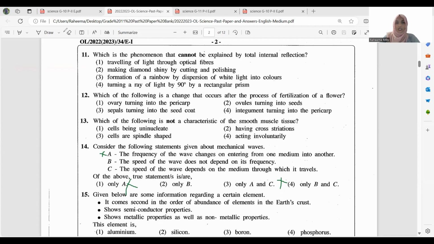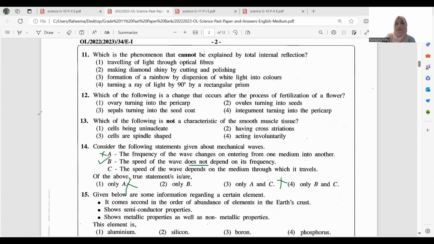The speed of the wave does not depend on its frequency. The best example that I can give is the electromagnetic spectrum. There you can see different frequencies, but these electromagnetic waves all have the same speed. So they don't depend on the frequency. So actually, they are telling it does not depend. So this sentence is correct.